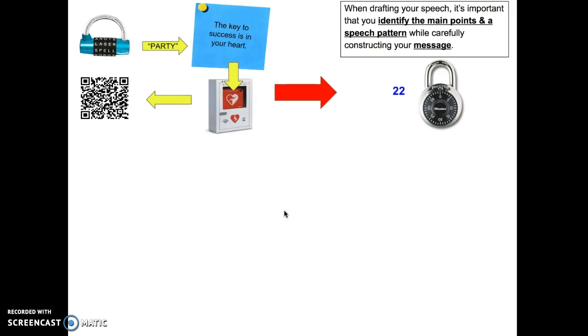What happened when the students unlocked the party word lock is they uncovered the post-it with the clue, "the key to success is in your heart," which led them to the AED where the key was hidden. When they unlocked the satchel with the key, they were able to find this QR code with the message, "When drafting your speech, it's important that you identify the main points and a speech pattern while carefully constructing your message." That, in turn, when linking it up with the printouts within the classroom with group 1, led to the code 22.